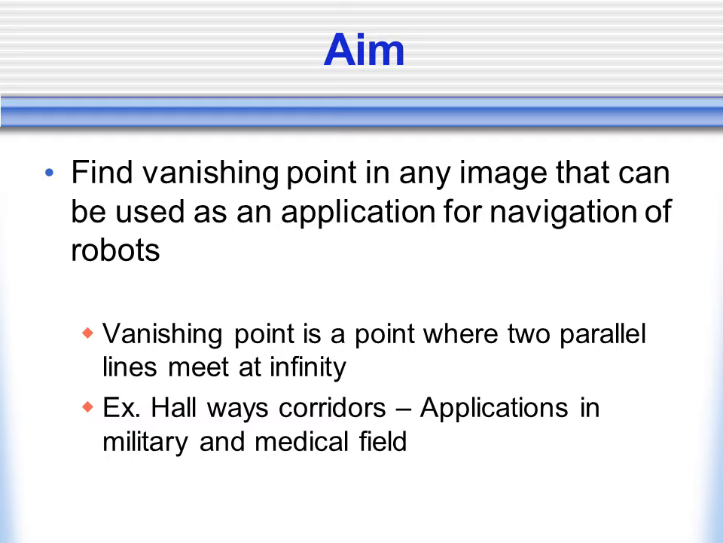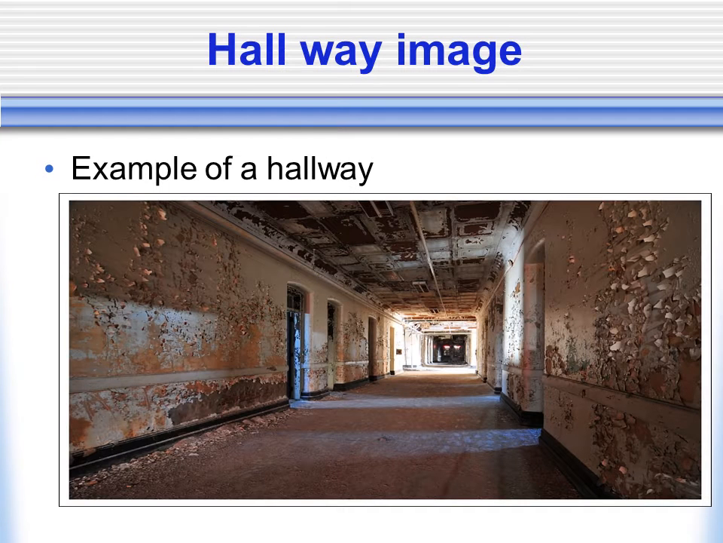Vanishing point is a point where two parallel lines meet at infinity. For example, if you stand in between a railway track, you can see that though these lines are parallel, they appear to meet at some point where the tracks either turn or it is a dead end or something like that. That is actually called a vanishing point, and my project aims at detecting them, especially in hallways and corridors, which are generally constructed as parallel structures.